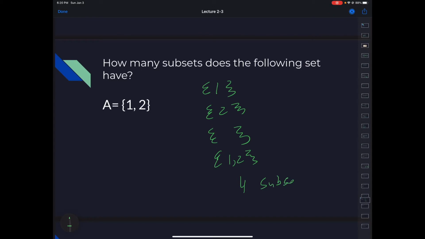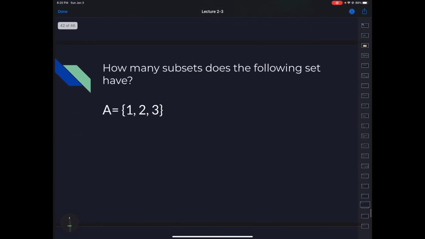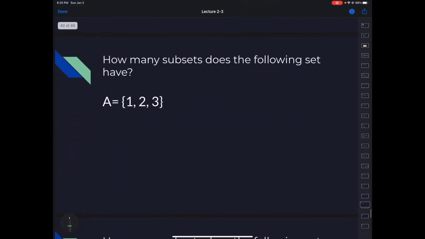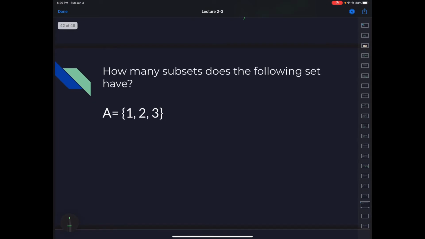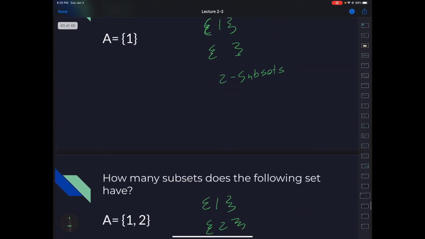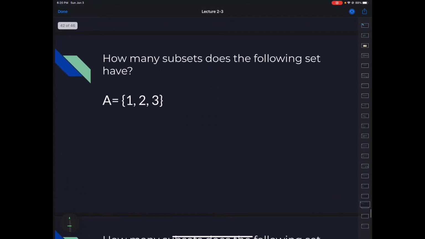4 subsets. And we're starting to develop a rule here. The first time we had 1 subset, then 2, then 4. This time we're going to have a lot more. We can count them again just to see, but I have a feeling it's going to be 1 times 2 is 2, times 2 is 4, so times 2, we should probably have 8 subsets here. So let's check it out.